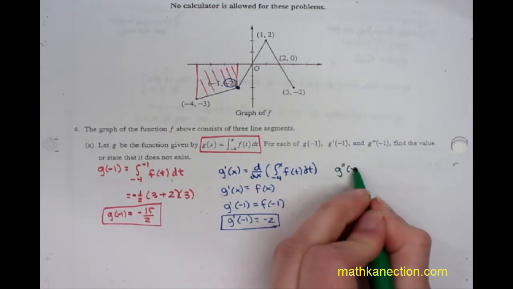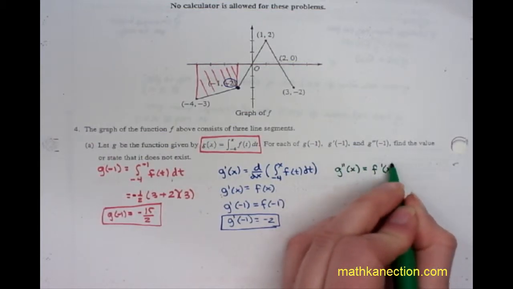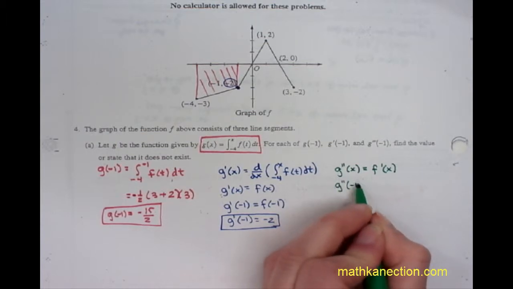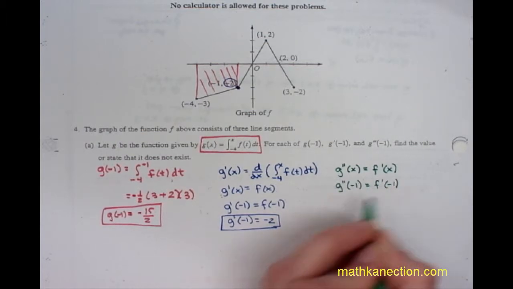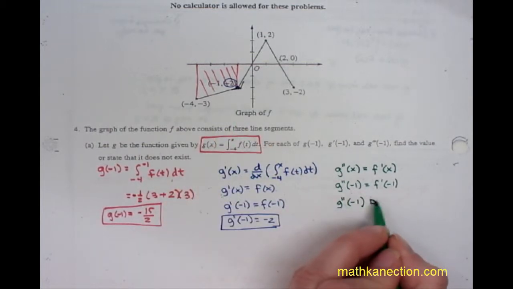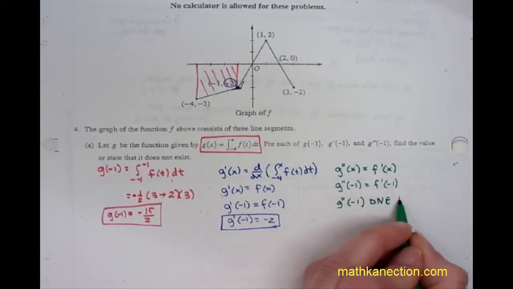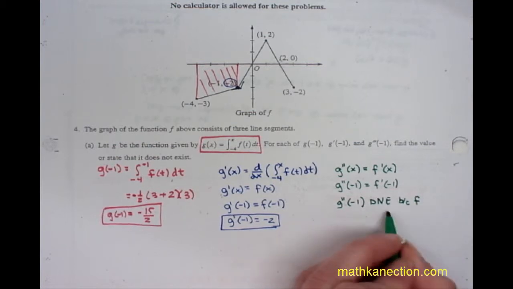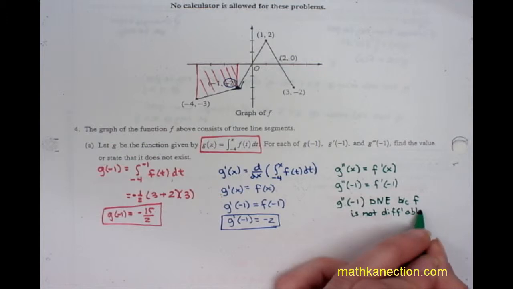Then to get g double prime of x, just take the derivative of f of x. So g double prime at negative 1 is f prime of negative 1. And f prime is the slope of f at negative 1, which you can see is a sharp turn. So g double prime at negative 1 does not exist because f is not differentiable at x equals negative 1.